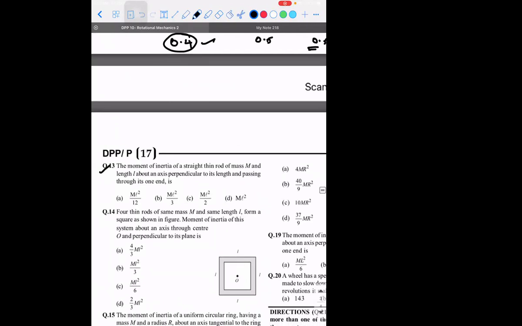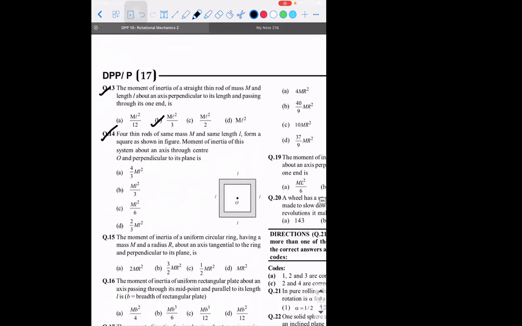So the moment of inertia of a straight thin rod of mass capital M and length L about an axis perpendicular to its length and passing through one of its ends. You can directly say ml square by 3. The 14th one: 4 thin rods of mass M and same length L form a square as shown in the figure. Moment of inertia of the system about an axis passing through its center and perpendicular to its plane.